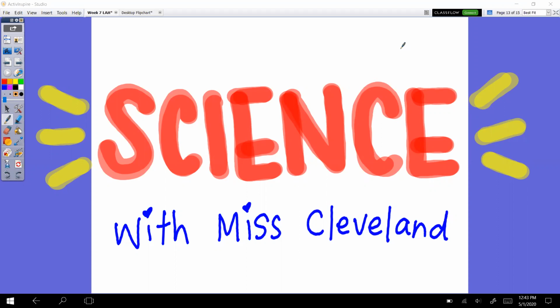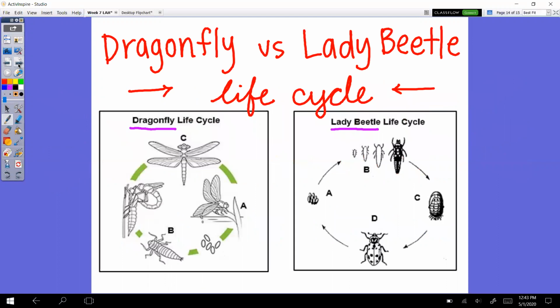Slow down, time. All right, guys, this week in science, we are going to continue with our life cycles unit and we're going to discuss more about the dragonfly's life cycle compared to a lady beetle's life cycle. Okay, so let's get started. I have a couple diagrams for you guys that we're going to fill out together. Okay, so let's start with the dragonfly life cycle. We're going to start filling out all of the stages, all the phases that they go through.